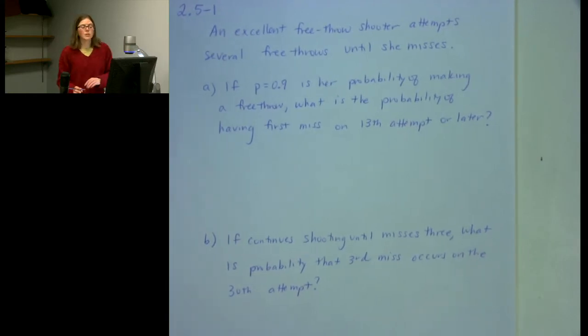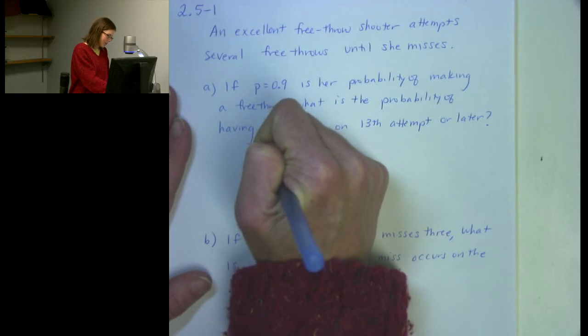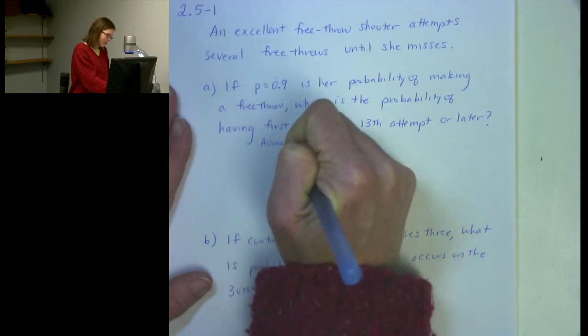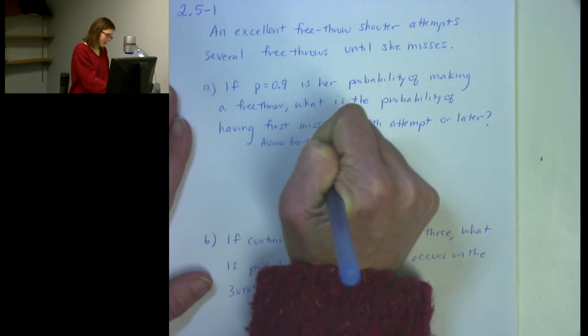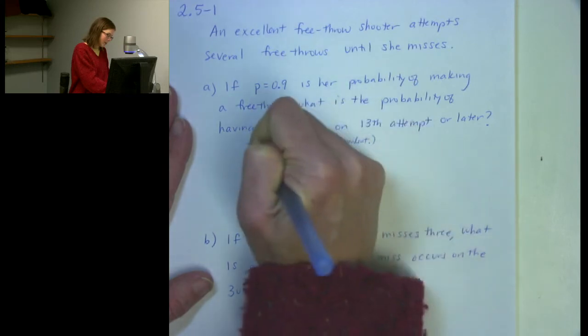The next homework question that I saw questions about was section 2.5, problem number 1. We're told that an excellent free throw shooter attempts several free throws until she misses. If p is equal to 0.9, the probability of her making a free throw, we want to know the probability of having the first miss on the 13th attempt or later. To answer this question, we're going to assume that her free throws are independent of each other. Otherwise, we don't have enough information to solve the problem.